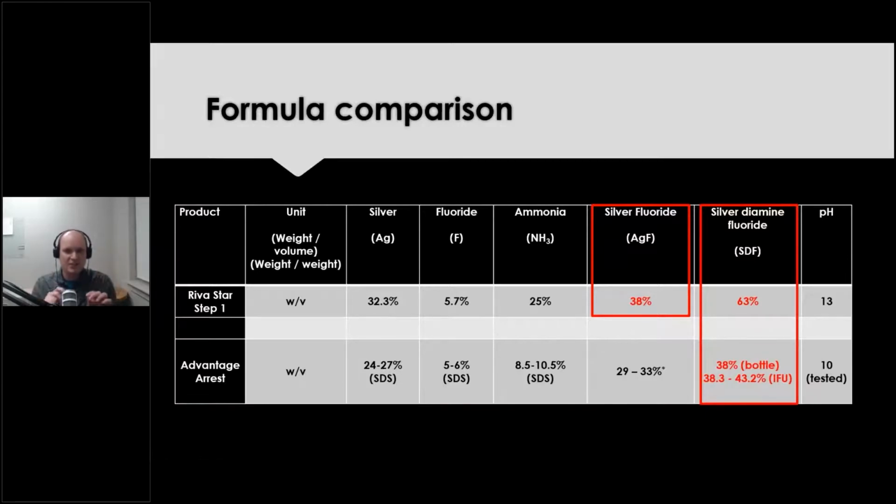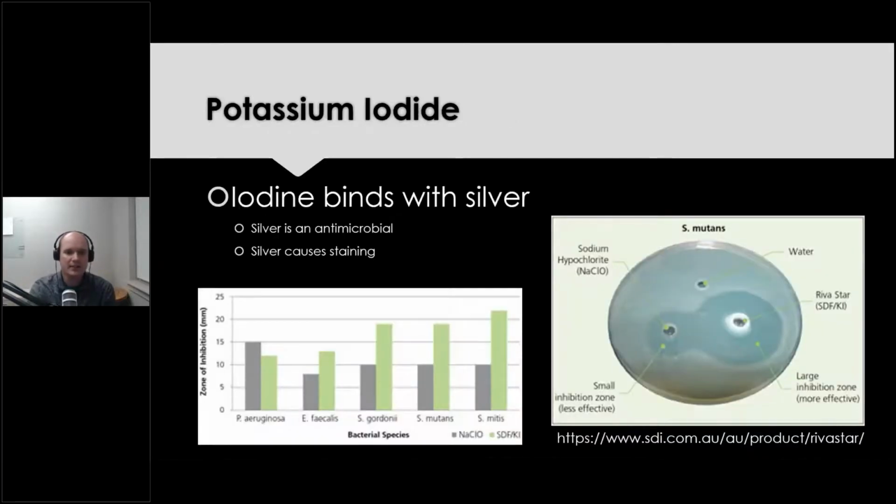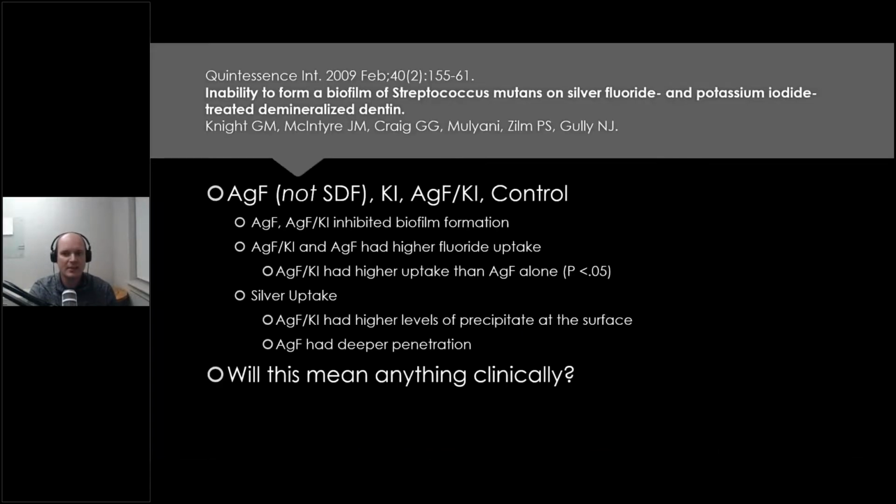If you look at the difference in the amount of fluoride and the silver in the products, you're actually getting more silver fluoride in the Riva Star, and that's the reason for the higher pH. You're also getting more silver diamine fluoride because of that reaction with the higher pH. So you're getting a lot more fluoride and a lot more silver with the product. Here you can see this is a slide from SDI. You can see the inhibition zone from the Riva Star. And when we get to the science of that, it's really the uptake that matters.